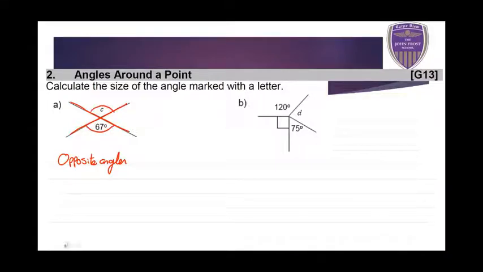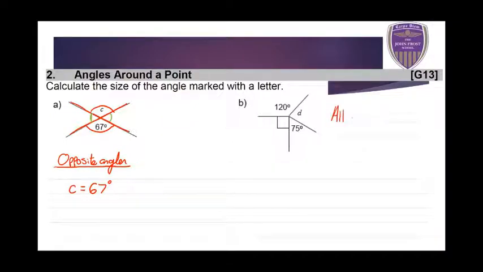So the angles that I've drawn in red would be the same as each other, and the angles I've drawn in green would be the same as each other, okay? So once you remember that, this question becomes very easy. Because 67 degrees is opposite to the angle C, that must mean that the angle C equals 67 degrees. Okay, just like that.